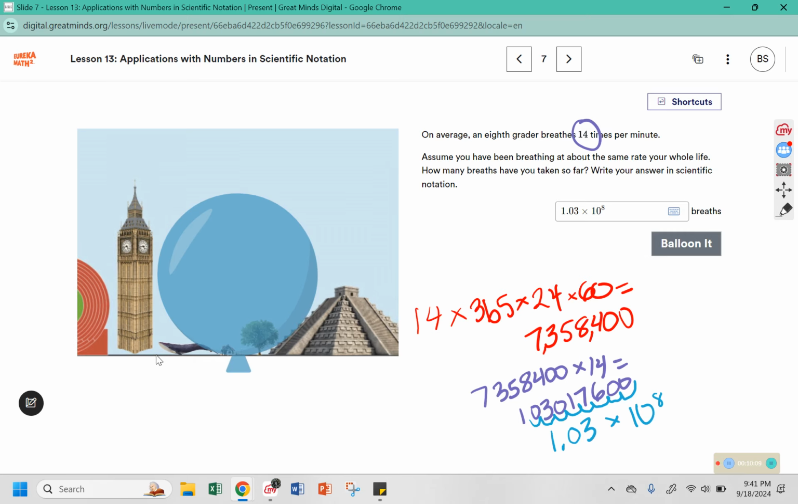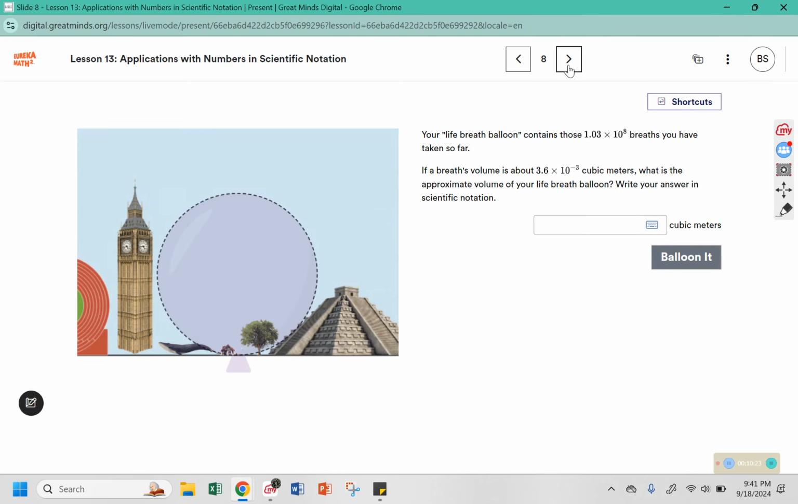So, almost as tall as Big Ben, bigger than a tree, and a whale, and a house. Your life breath balloon contains those 1.03 times 10 to the 8th breaths you have taken so far. If a breath's volume is about 3.6 times 10 to the negative third cubic meters, what is the approximate volume of your life breath balloon? Write your answer in scientific notation.